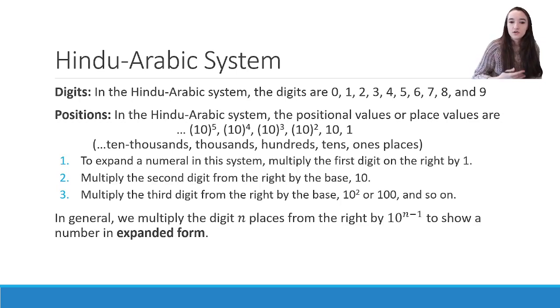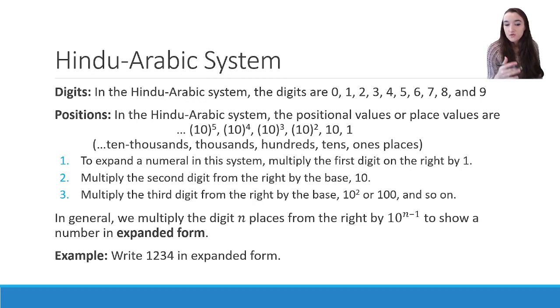Now, to write a number in what is called expanded form, we expand the numeral by multiplying the first digit on the right by 1, the second digit from the right by 10, the third digit by 10 squared, which is 100, and so on. In general, we multiply the digit n places from the right by 10 to the n minus 1 to show a number in that expanded form. It's going to feel like you know how to do this, but we're going to need it to apply to other number systems, where it's not going to be something that you've been doing since kindergarten.